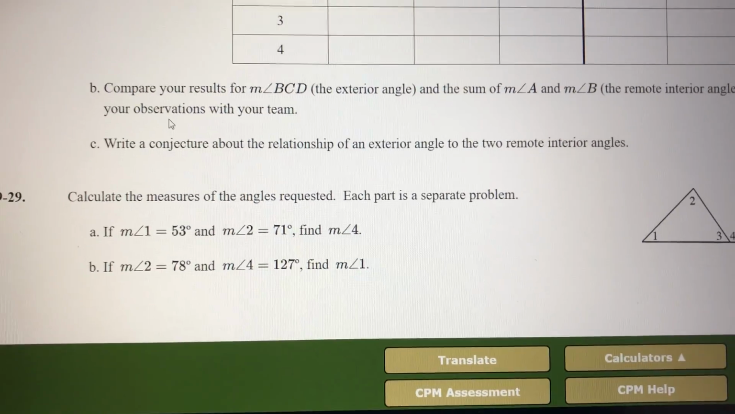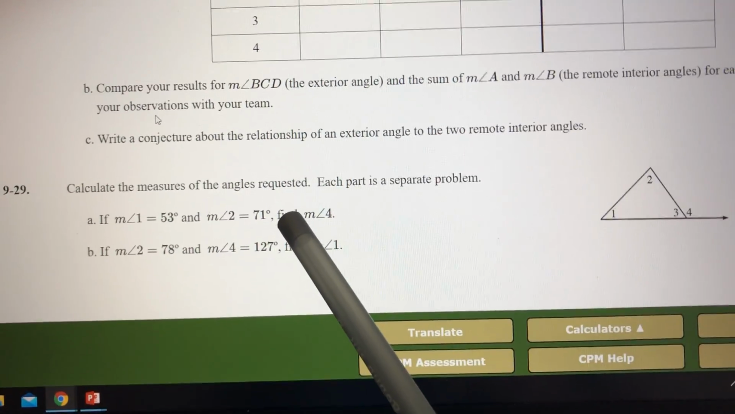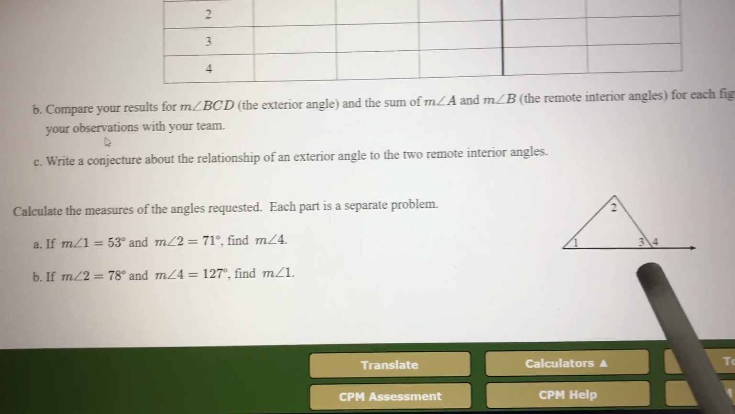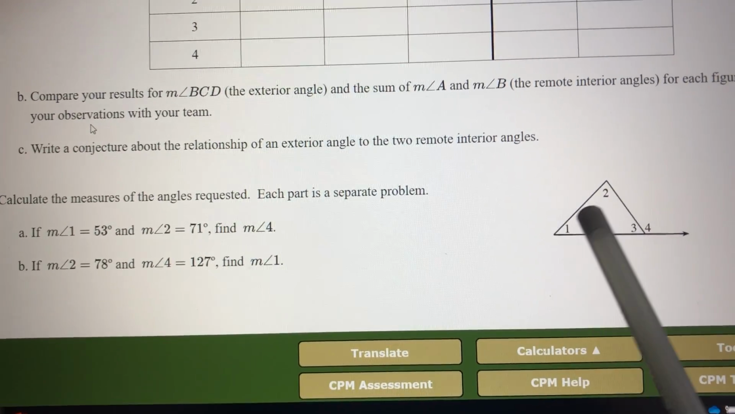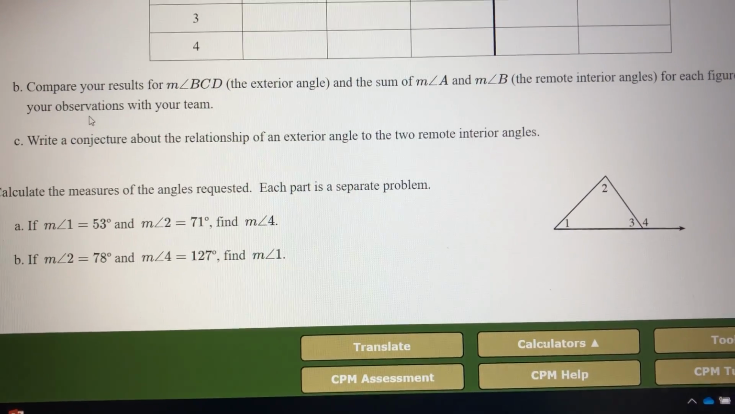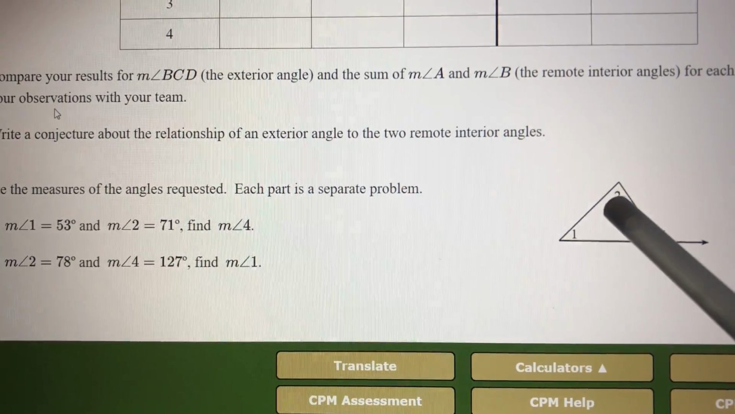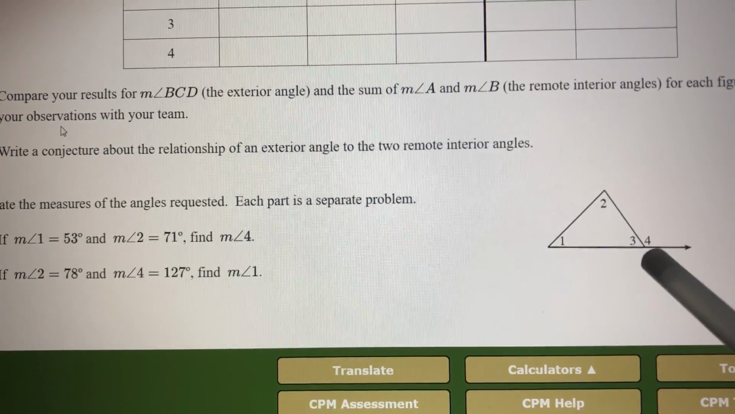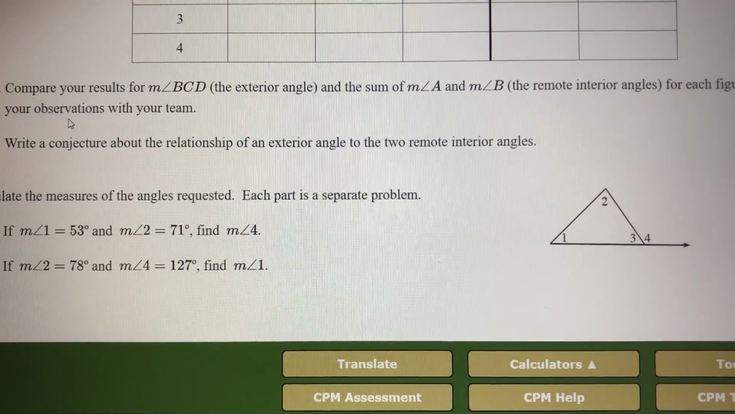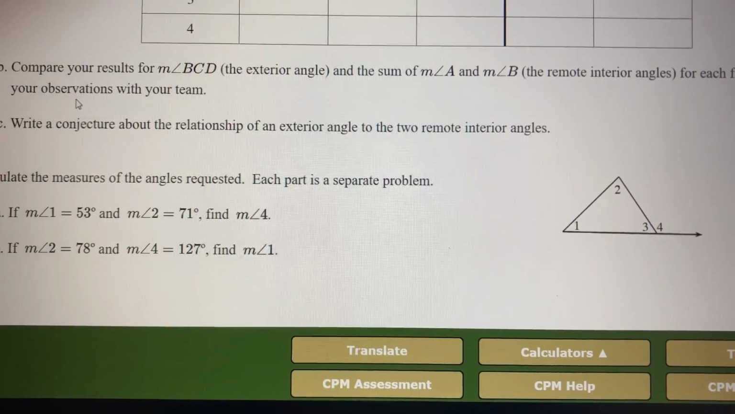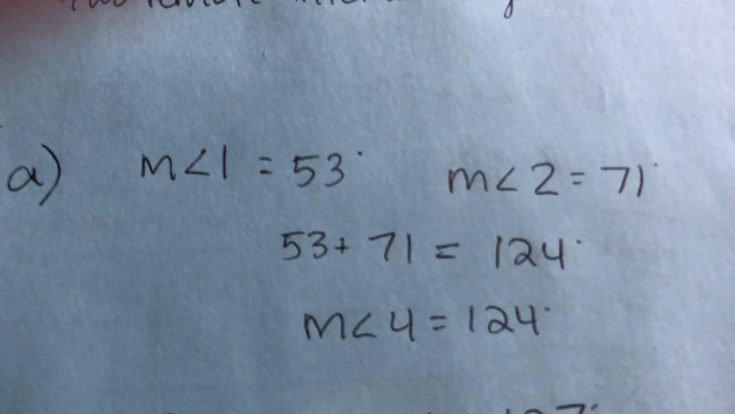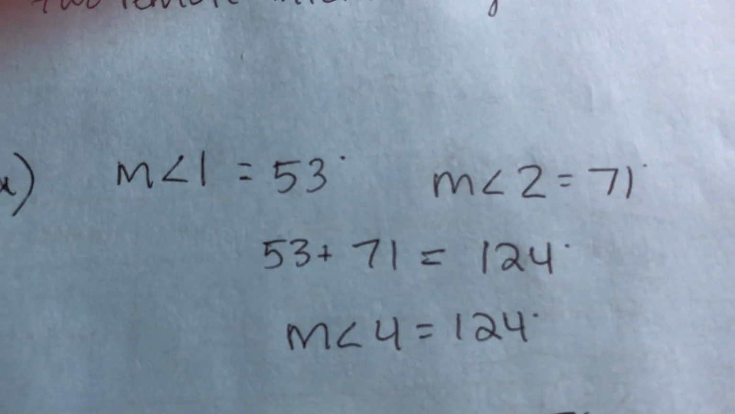So using this new knowledge for 929, it says calculate the measures of the angles requested. Each part is a separate problem, so this is separate from this. All right, so let's look at this little figure. It says if the measure of angle 1 is 53 and the measure of angle 2 is 71, find the measure of angle 4. Well, we just learned that the sum of the 2 remote interiors, which is 1 and 2, if you add those together, you'll get what 4 is. So let's add 53 plus 71, and I did it on my paper. I got 124. So that means the measure of angle 4 is 124, and I'll show you my work. So that's what I got.